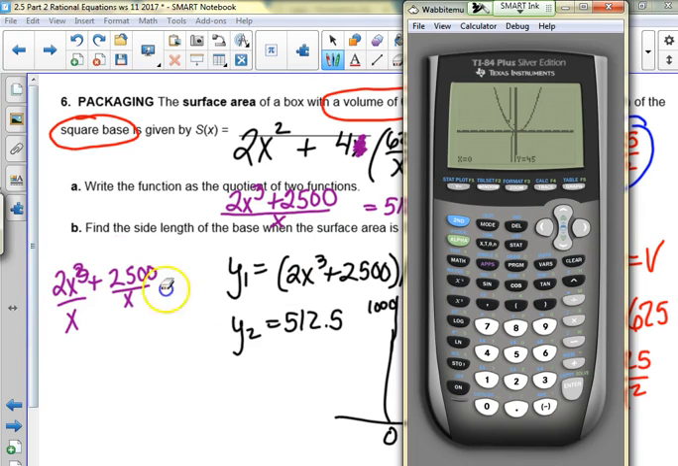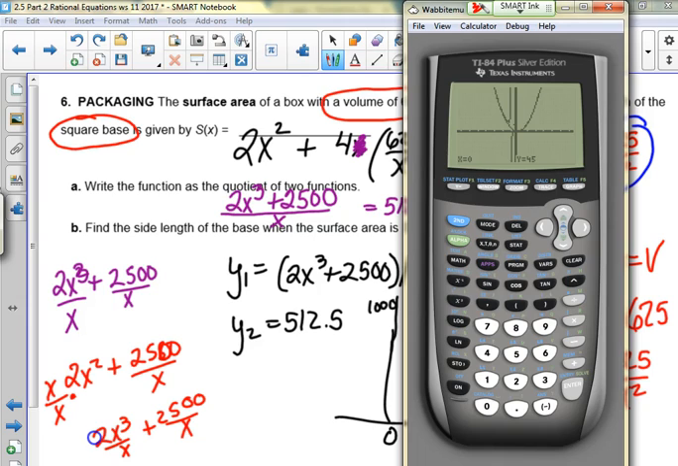Because we got a common denominator over here. It was 2x squared plus 2,500 over x. And it said to write it as two functions on top of each other. So we multiplied this by x over x. So we got 2x cubed over x plus 2,500 over x. We just had to get a common denominator and then we added the top and kept the bottom.